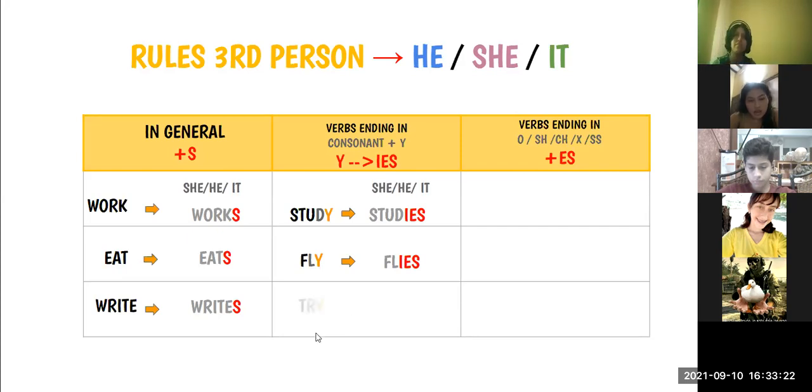Okay, the next one. Try. What is the verb for the third person singular? Tries. Okay, so what can you say? A sentence with tries. Any ideas?